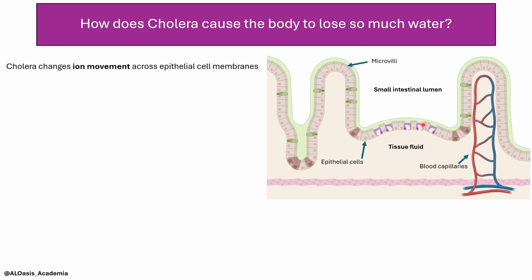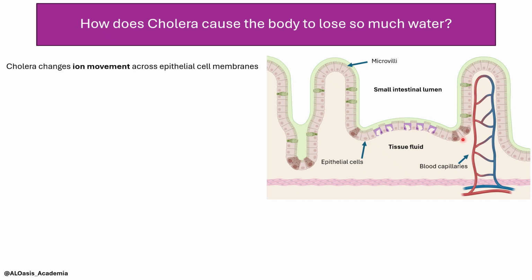So what you need to learn is that if we imagine that this space here outside is the small intestinal lumen, all the food you eat and all the water you drink move into that space first. Once they enter the small intestinal lumen, the walls of the lumen are going to be lined with epithelial cells.